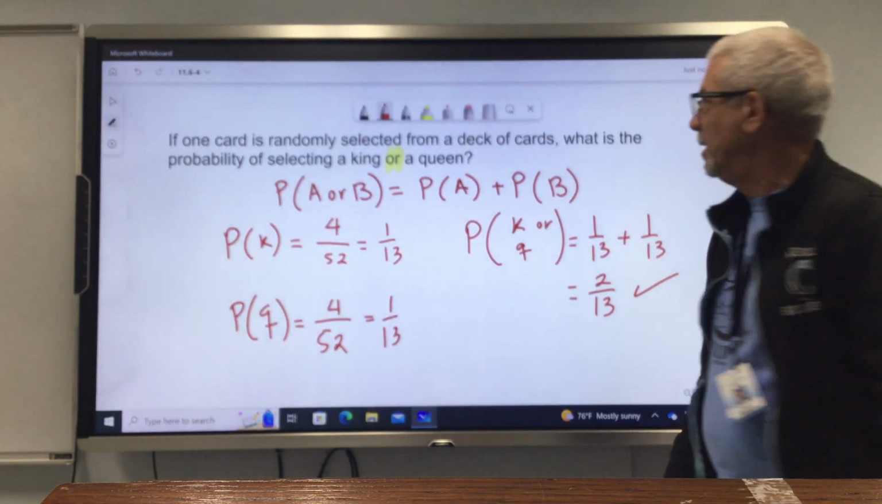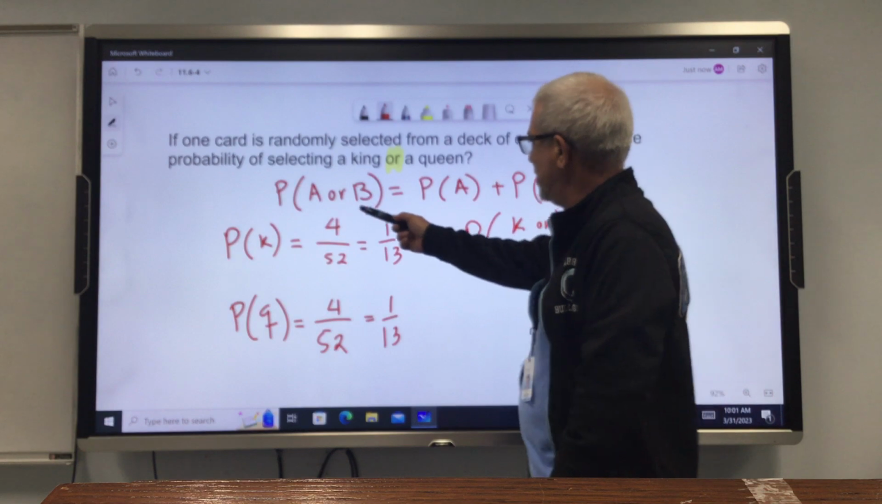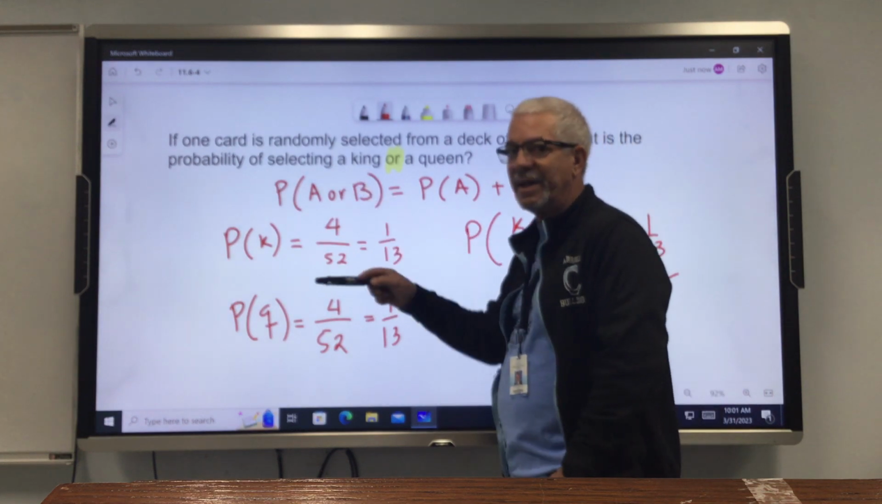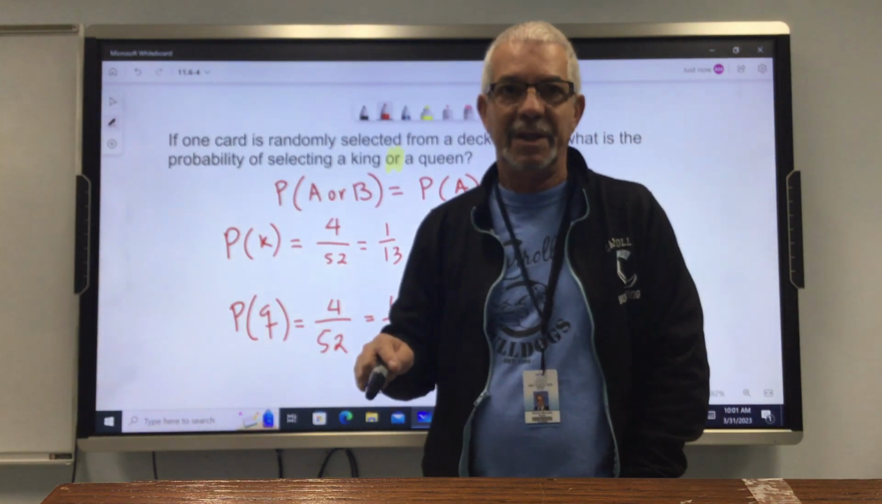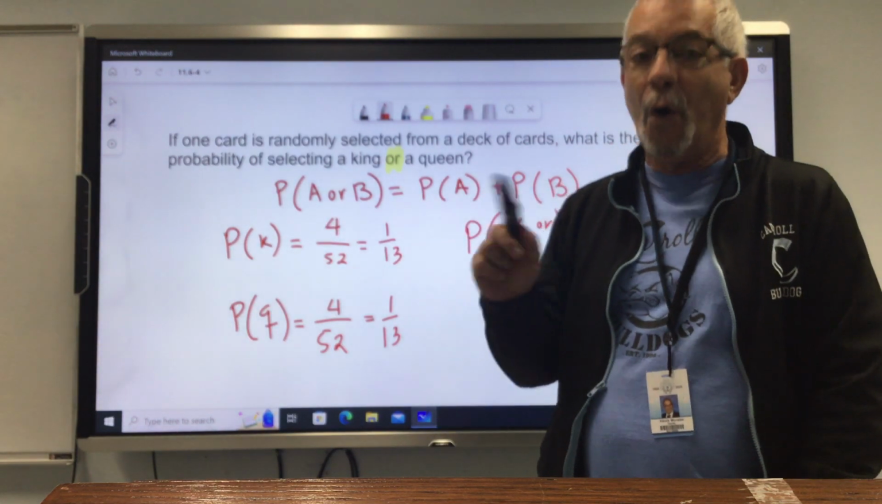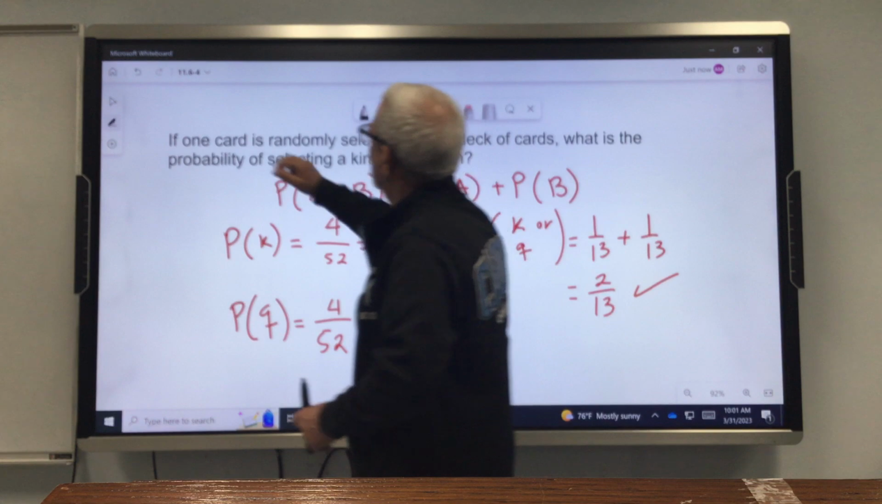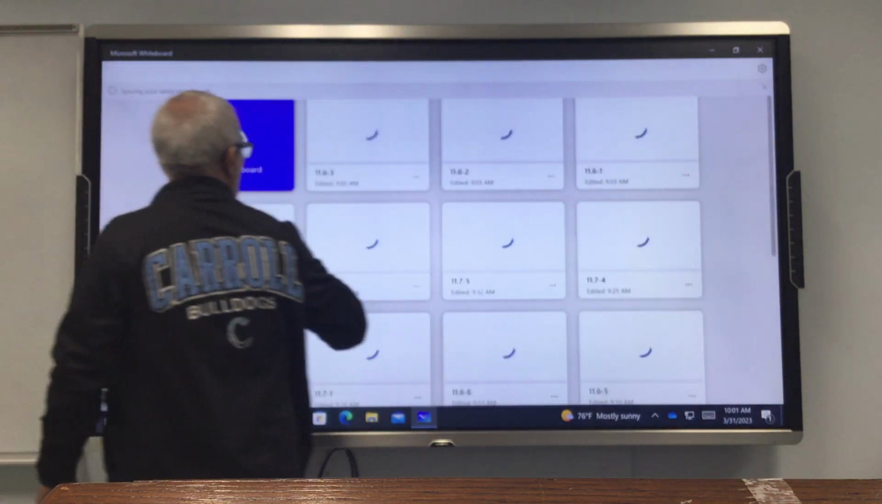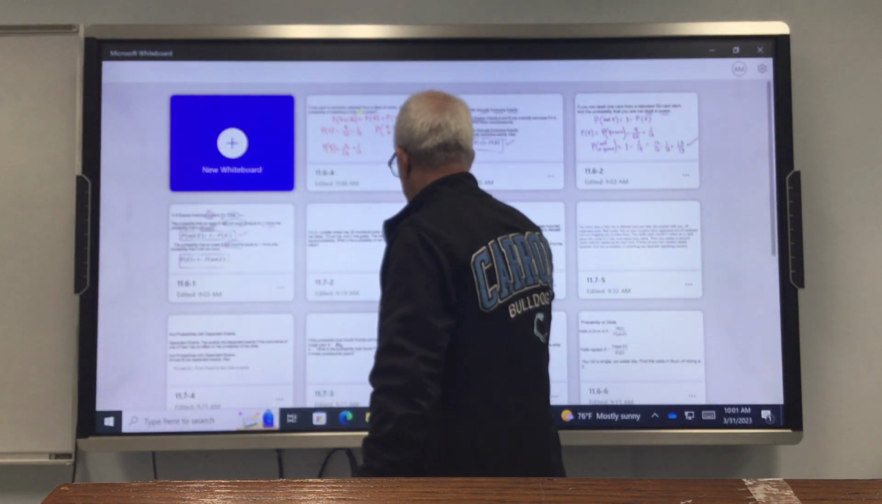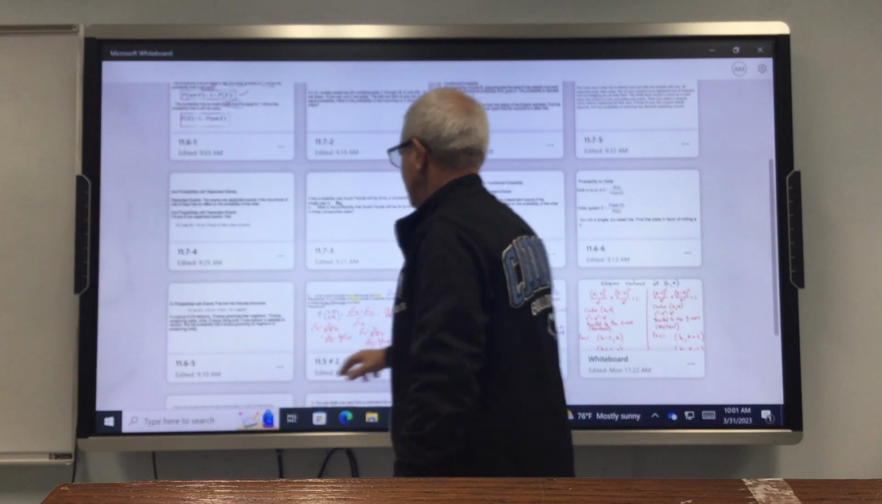All right? Then I repeat again, this is for when it's mutually exclusive. Then let's see now the "or" when it's not mutually exclusive. Then the formula is this one.